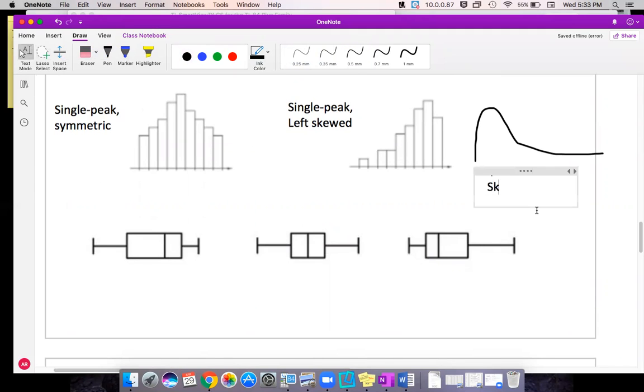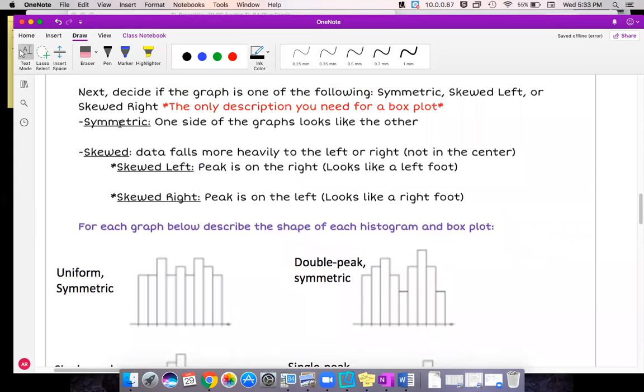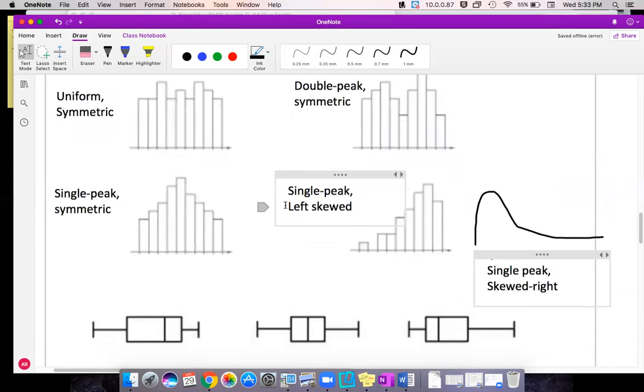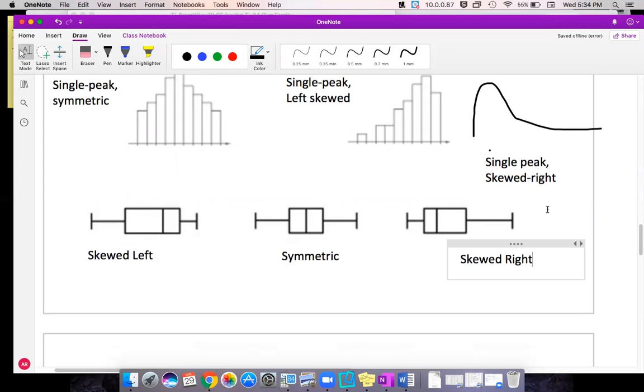Okay, so this one was a skewed right, and it's also a single peak. Awesome. And then we have our box plots. Now our box plots are going to be a little bit different than our histogram. So our box plots, we only have to say if it's symmetric, skewed left, or skewed right. And it's all about the whisker. So notice that this whisker is a little bit longer on the left side. So this is a skewed left. This looks very symmetric because both of your whiskers look the same. And then this one, the whisker on the right side is longer. So this is a skewed right because your data is being pulled right.